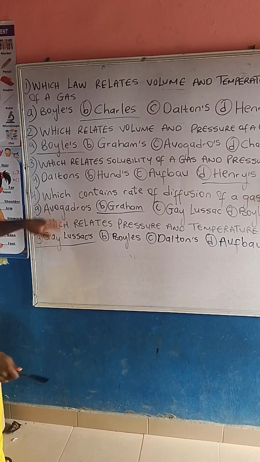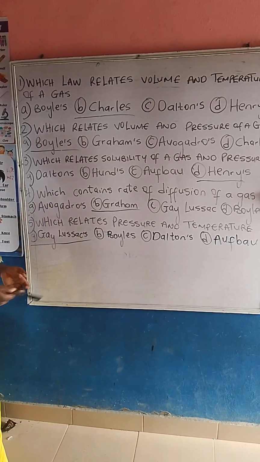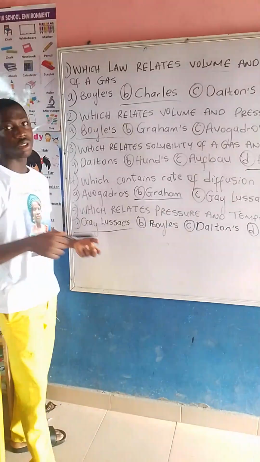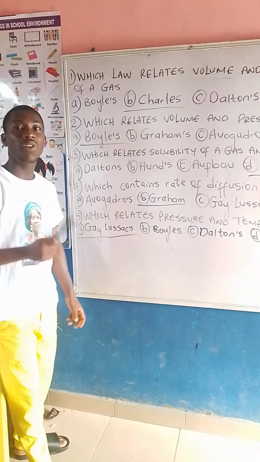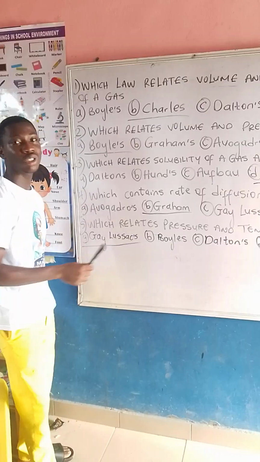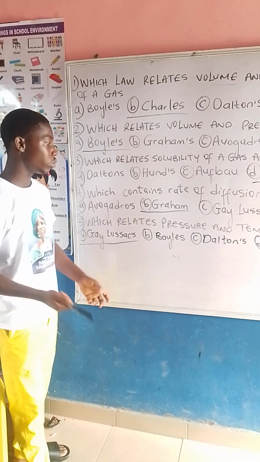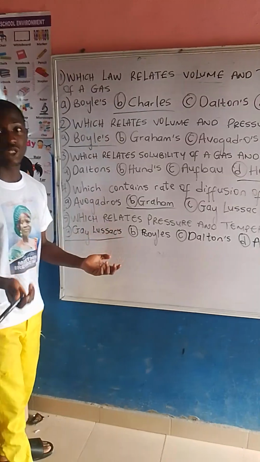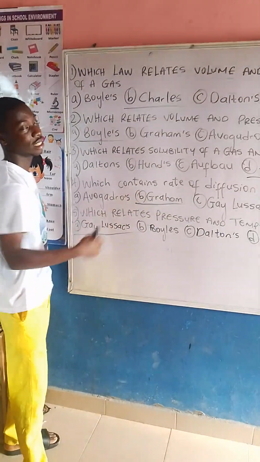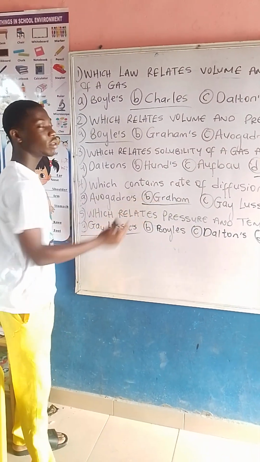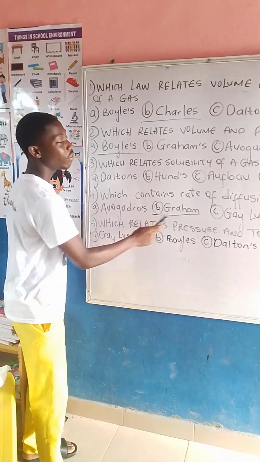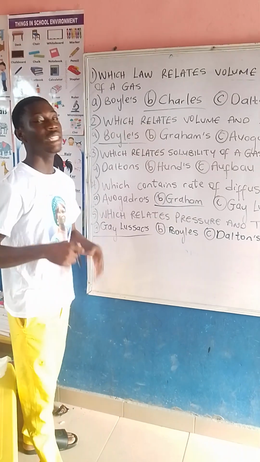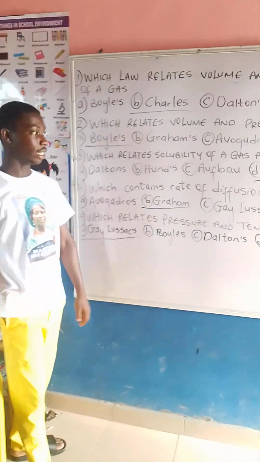That is number three. Now number four, which contains rate of diffusion of a gas? Let's state them again. Avogadro's law states that equal volumes of gases at constant temperature and pressure contain the same number of molecules. It is not talking about diffusion. Graham's law of diffusion, from the statement, you know that this is the answer, but let's just state it. Graham's law of diffusion states that the rate of diffusion of a gas is inversely proportional to the square root of its molar mass or vapor density. So we can take this as our answer.